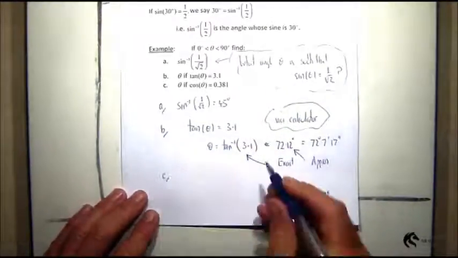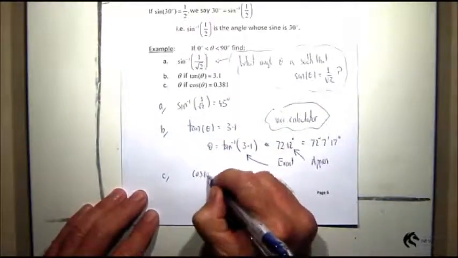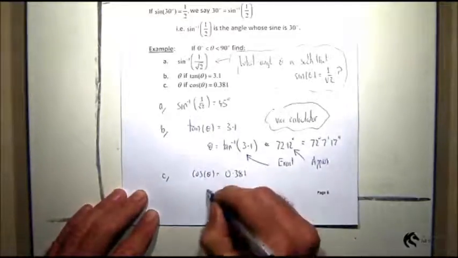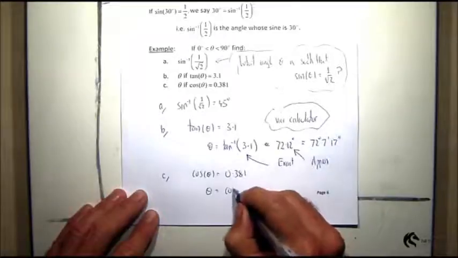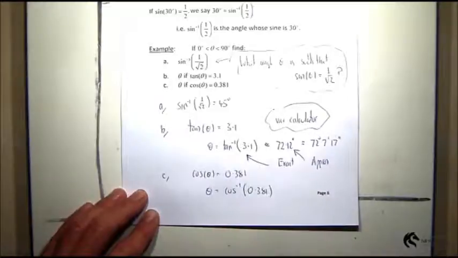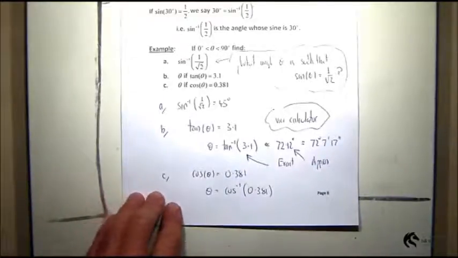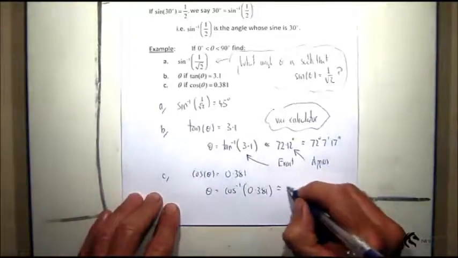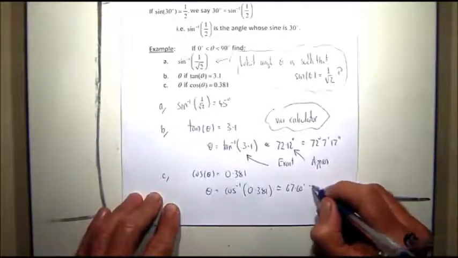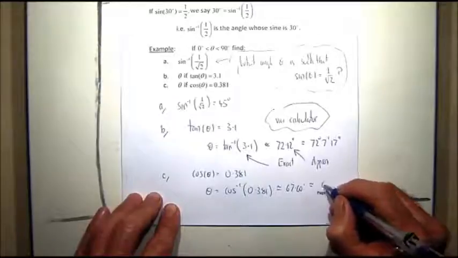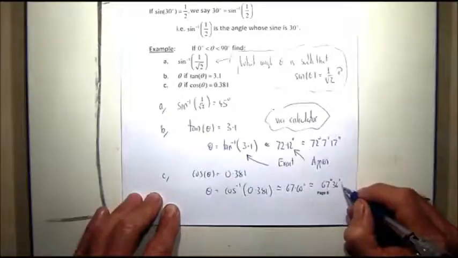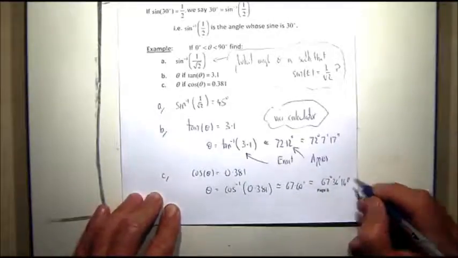Okay, and part C says cos theta is equal to 0.381. So if I want to know what theta is, that's the same as asking, well, theta must be cos inverse of 0.381. And when I did that, I got something like 67.60 degrees, which when I converted it gave me 67 degrees, 36 minutes and 16 seconds, something like that.